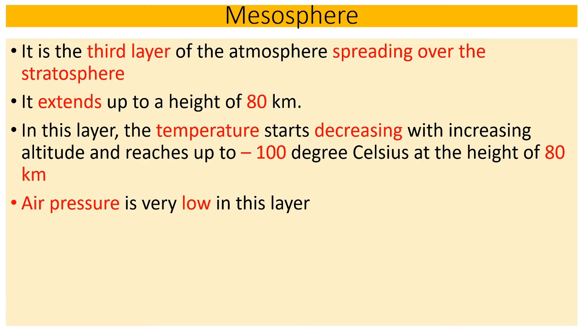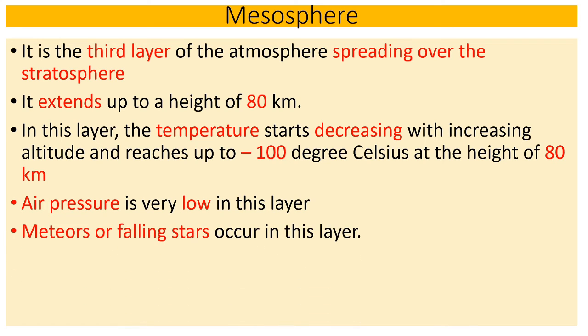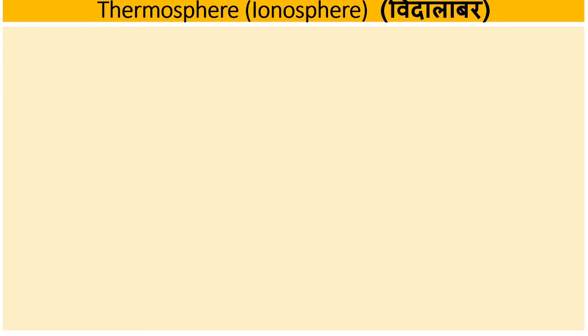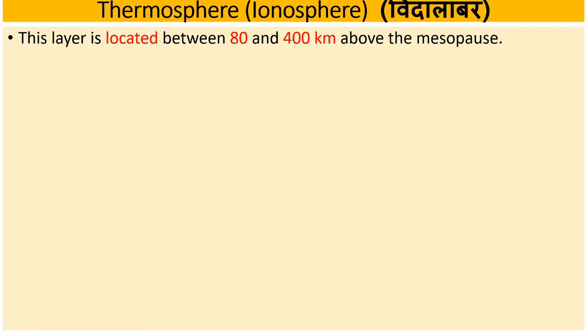Air pressure is very low in this layer because the percentage of atmosphere present in this layer is very limited. Meteoroids or falling stars occur in this layer. The upper limit of the mesosphere is known as mesopause. The temperature in this zone is nearly constant. The next layer is thermosphere.